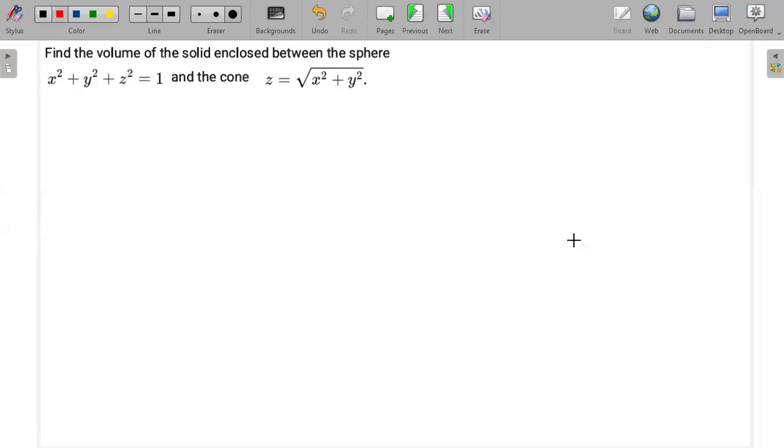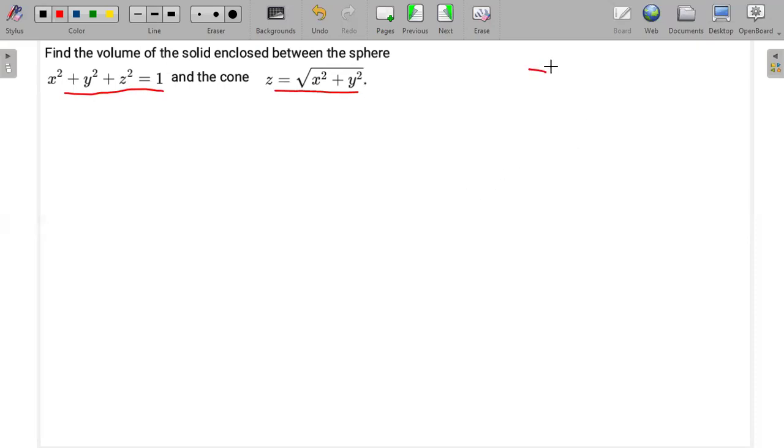Welcome to this video where we are going to solve a double integration question. All right, so the question reads: find the volume of the solid enclosed between the sphere, this one, and the cone z equals the root of x squared plus y squared. Okay, so for us to find the volume here, we have to follow a series of steps.